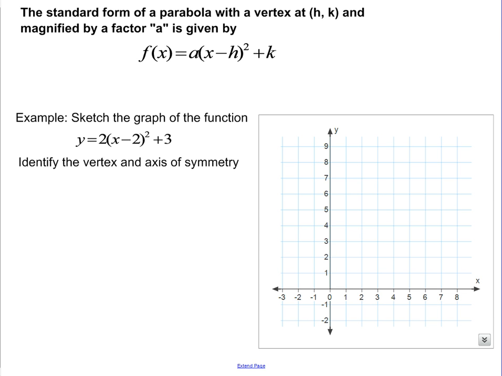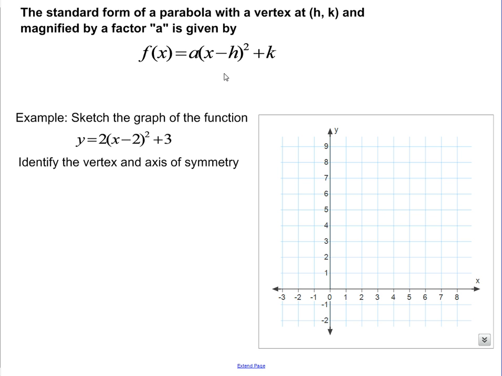Okay, welcome back. So let's talk about what's called the standard form of the equation of a parabola. And it's given by this equation right here at the top. It says that if we have a parabola that has a vertex at a coordinate point (h, k) and is magnified by a factor a, the function will be given by f(x) = a(x - h)^2 + k.